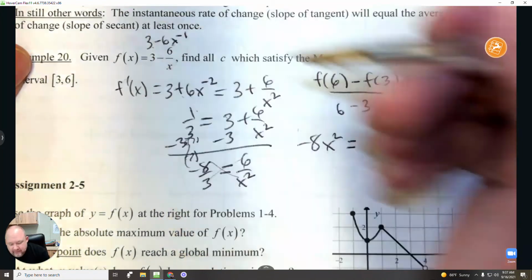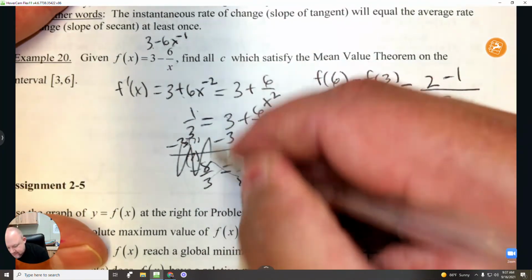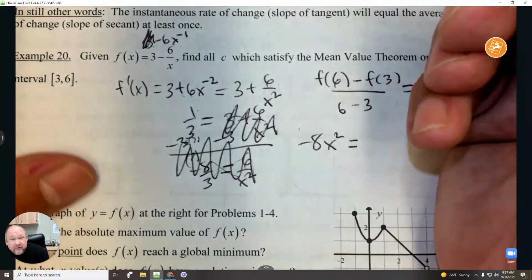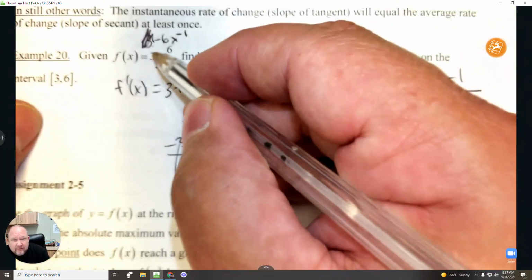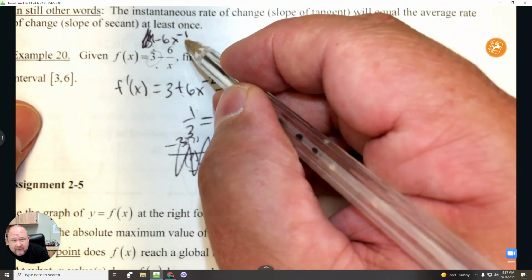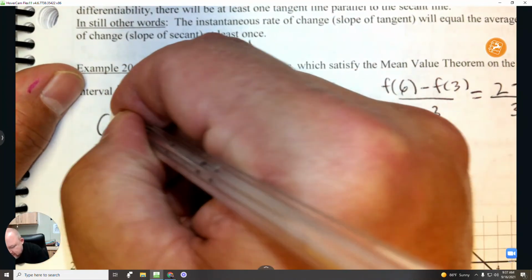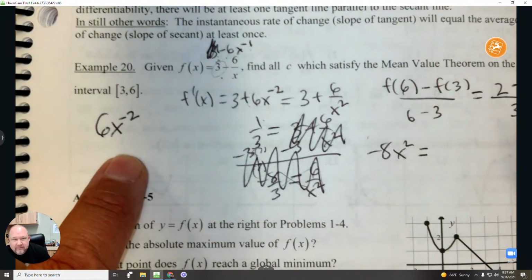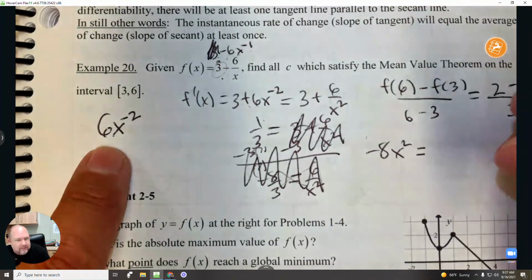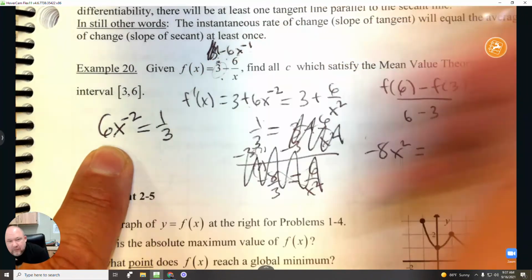The derivative of 3. Let's try this again. So the derivative of 3 is 0. So when I take the derivative of 3, it's 0. So we're just left with negative times a negative. I'll do that over here. Positive 6. That's the derivative. The derivative of 3 is 0. So I made that mistake. And make it equal to 1/3 and then solve it.